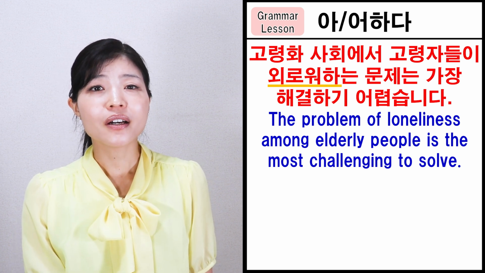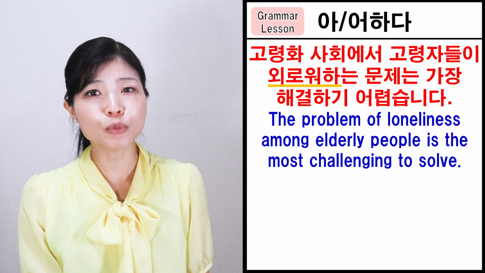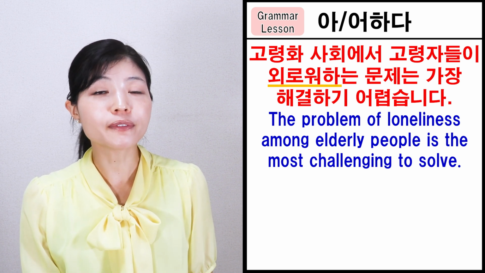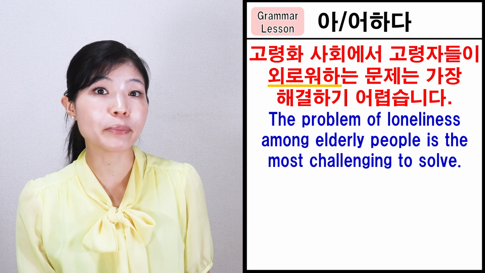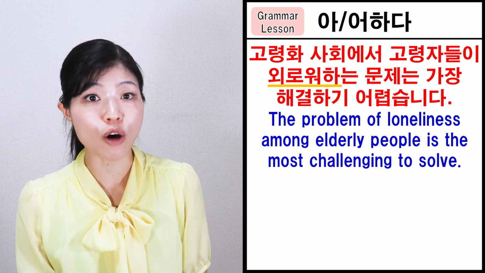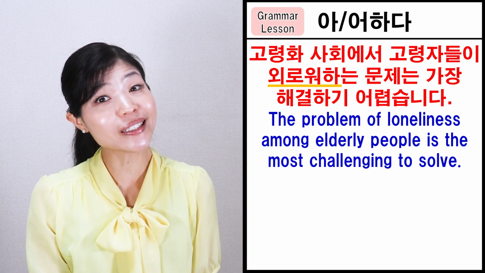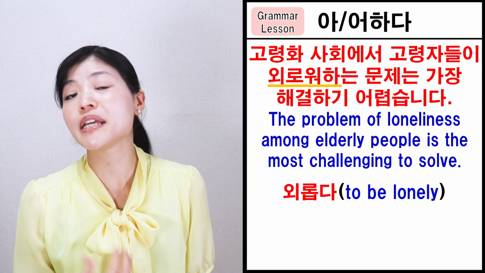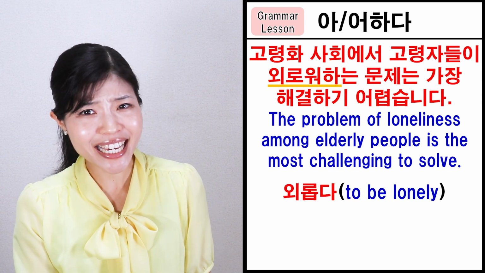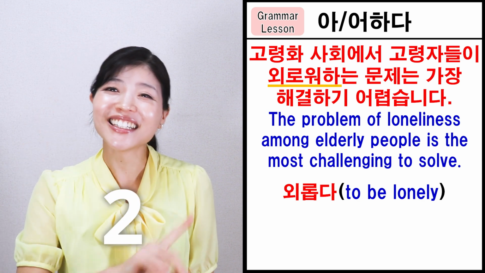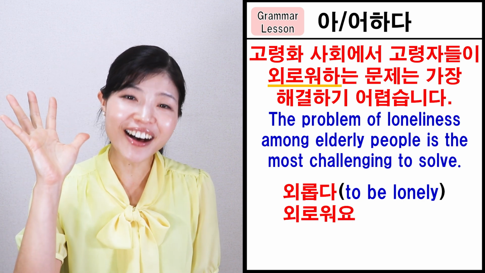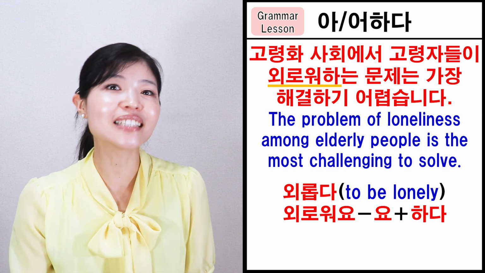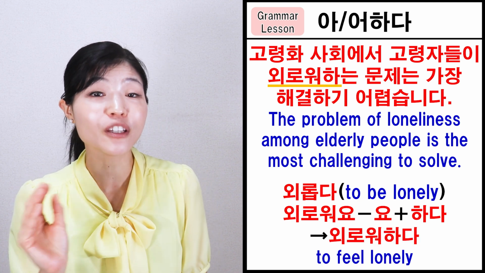고령화 사회에서 고령자들이 외로워하는 문제는 가장 해결하기 어렵습니다. The problem of loneliness among elderly people is the most challenging to solve. Did I sound like a newscaster? Anyway, I tried my best. Here, 외롭다 is to be lonely. The yo form is 3, 2, 1. 외로워요! Yes! So you omit yo from it and add 하다 to make 외로워하다, to feel lonely.